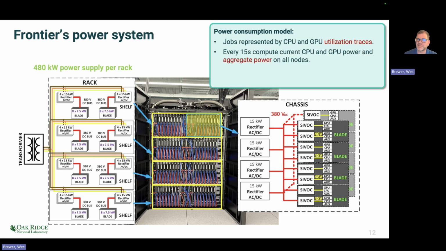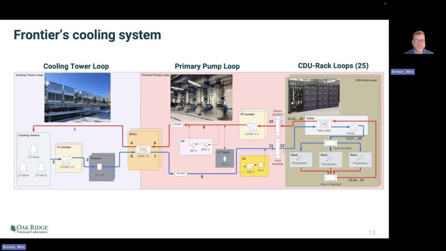So every 15 seconds, we compute the current CPU and GPU power and aggregate the power on all the nodes. Then we apply DC to DC voltage conversion losses at a node level. We also apply AC to DC rectification losses at a chassis level.